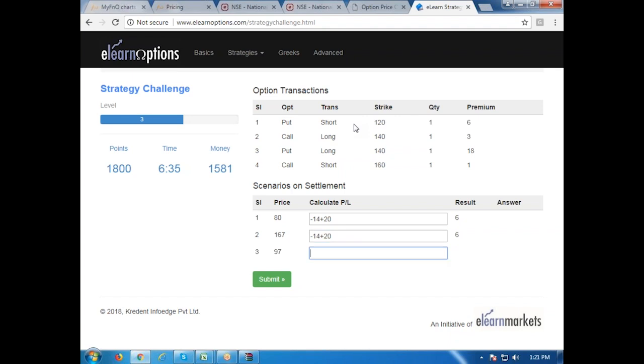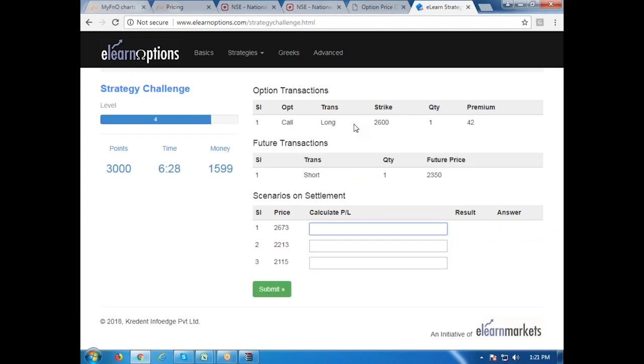14 आई हैव इन्वेस्टेड, प्लस 20, माइनस 14, प्लस 20, तीनों में 6 रुपये.